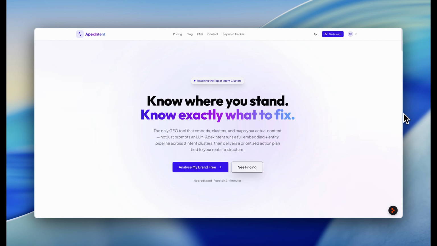In this walkthrough, we'll go through the core sections, how to read them, and how to use them to improve your visibility step by step.